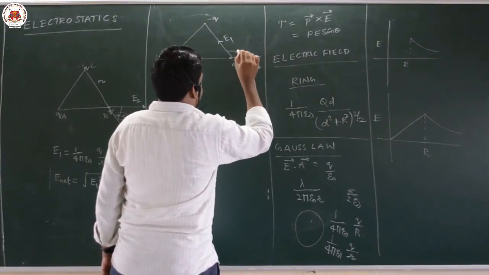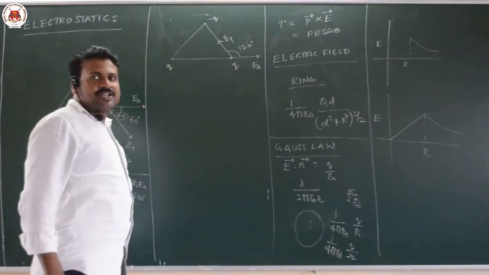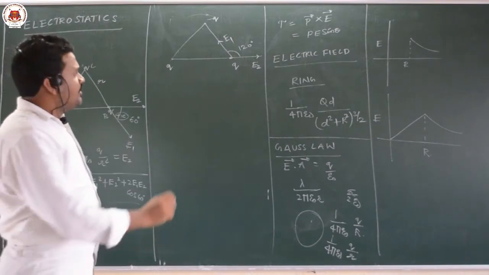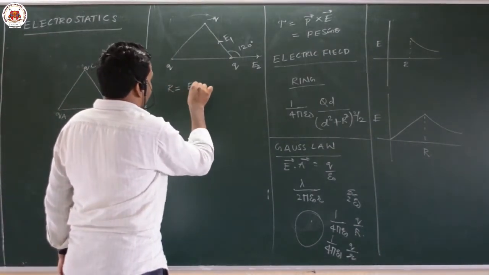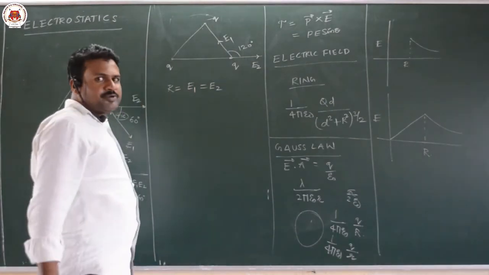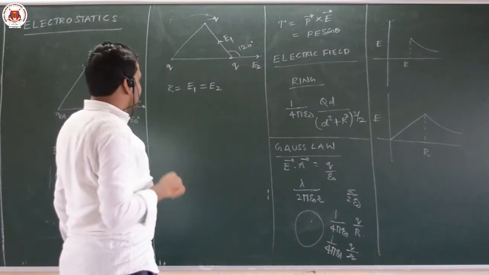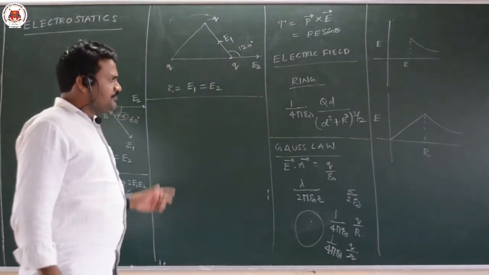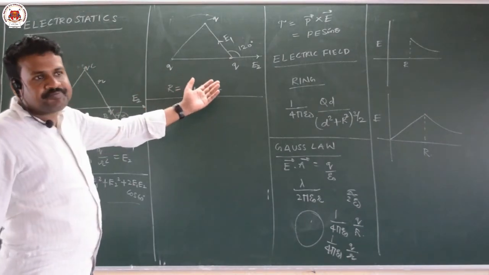The angle between them is 120. If two equal vectors are acting at an angle of 120, then the resultant is equal to either of them. Therefore, the resultant R is equal to E only, either E1 or E2. E1 will again be the same, 1 by 4 pi epsilon naught Q1 Q2 by R square. Similarly, like this you have to apply Coulomb's law and find the answers.